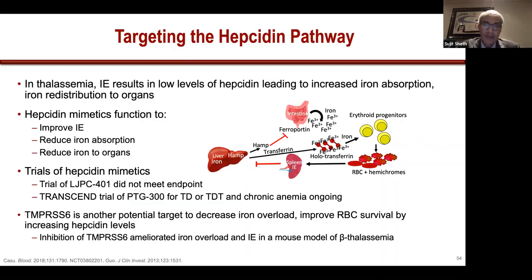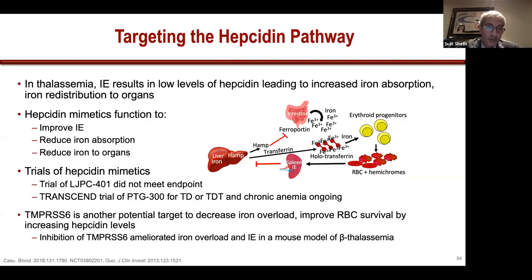The hepcidin pathway has been targeted as well. Remember, most of these individuals have an abnormally low or inappropriately low level of hepcidin as a result of the ineffective erythropoiesis, and that leads to increased iron absorption as well as iron redistribution to different organs. Hepcidin mimetics would then, the hope was, function to improve ineffective erythropoiesis, reduce iron absorption from the gut, as well as reduce iron to the different organs from the hepatocytes and macrophages where it is normally stored.